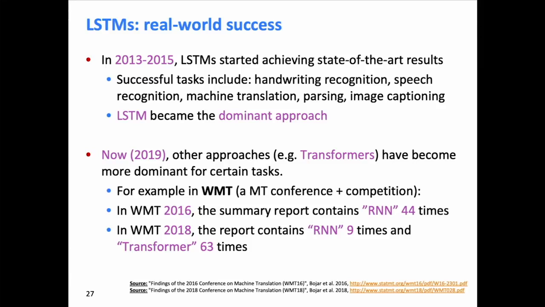So it seems that most people entering this competition were building their MT systems based on RNNs and, in particular, LSTMs. Then I looked at the report from 2018, just two years later, and I found that the word RNN only appeared 9 times, and the word transformer appeared 63 times. In fact, the organizers noted that most people seem to be using transformers now. So this shows that things change pretty fast in deep learning. The thing that was hot and new just a few years ago is now being passed by other kinds of approaches. You're going to learn more about transformers later, but that gives you an idea of where LSTMs are currently in applications.